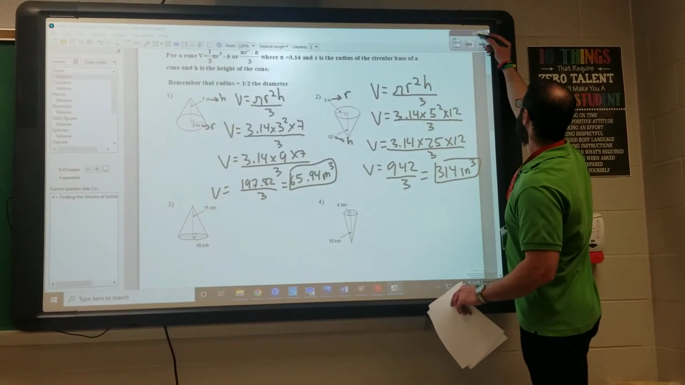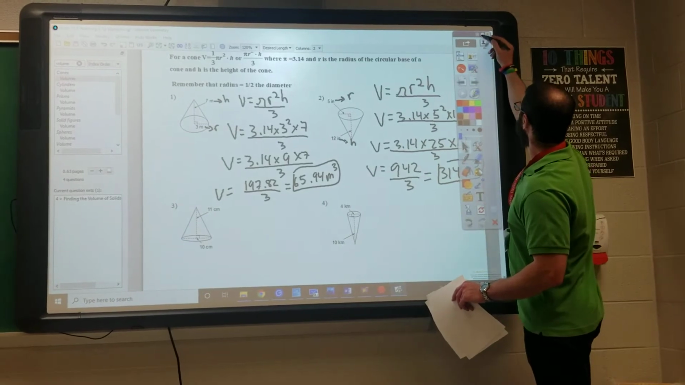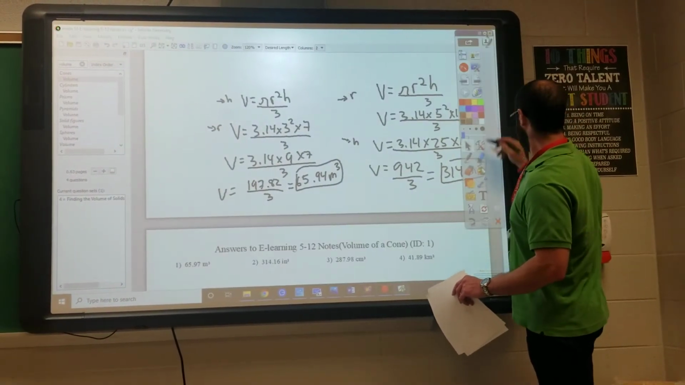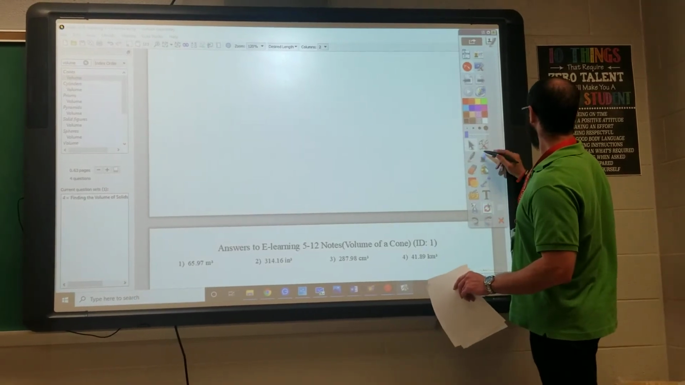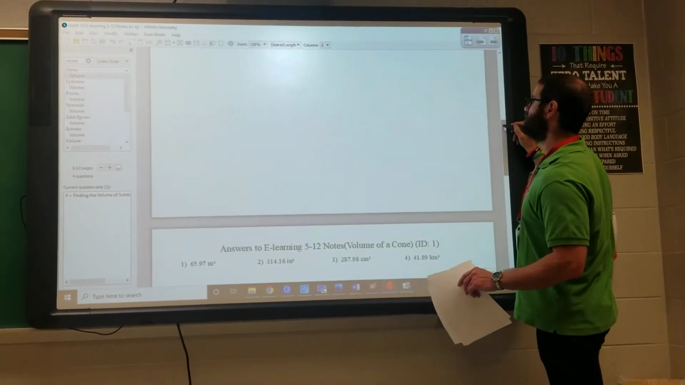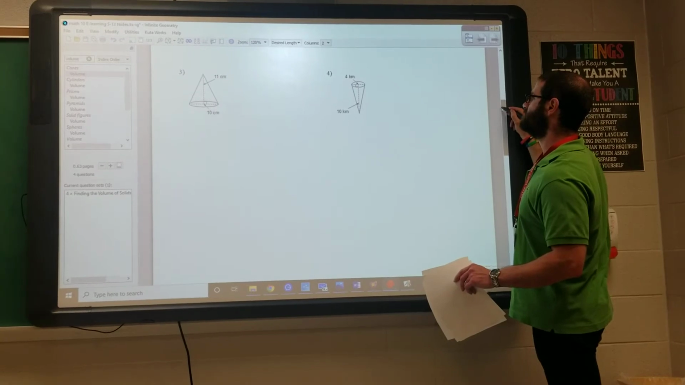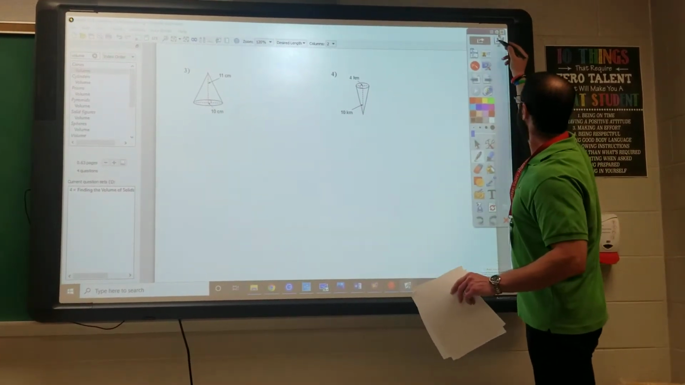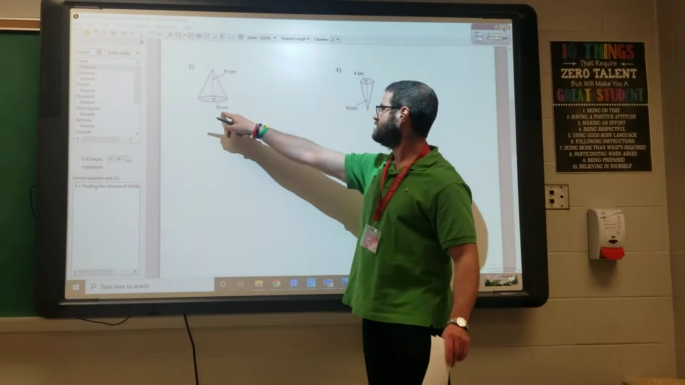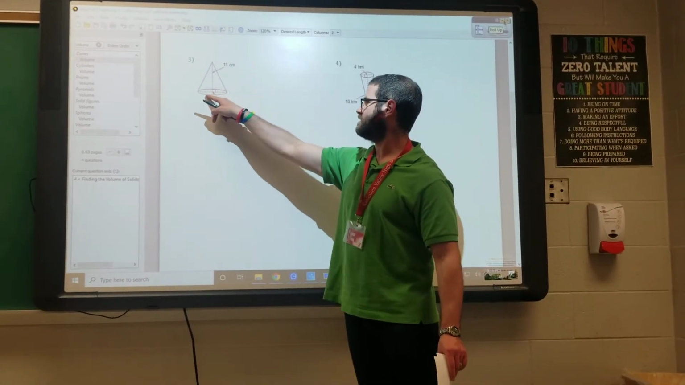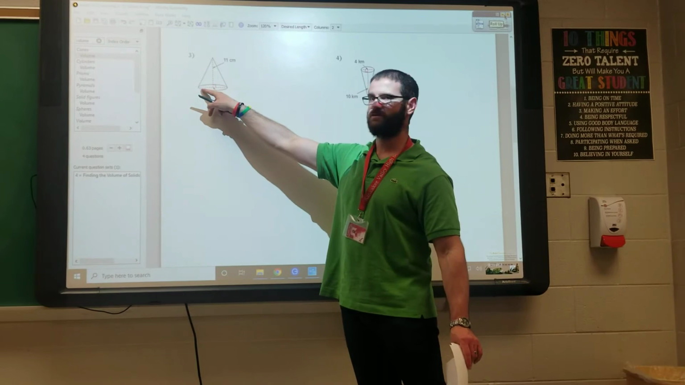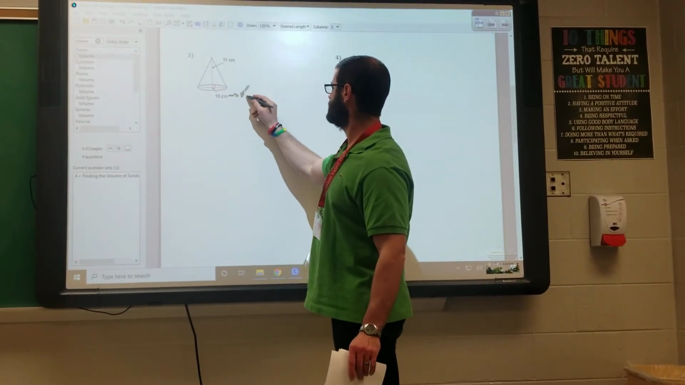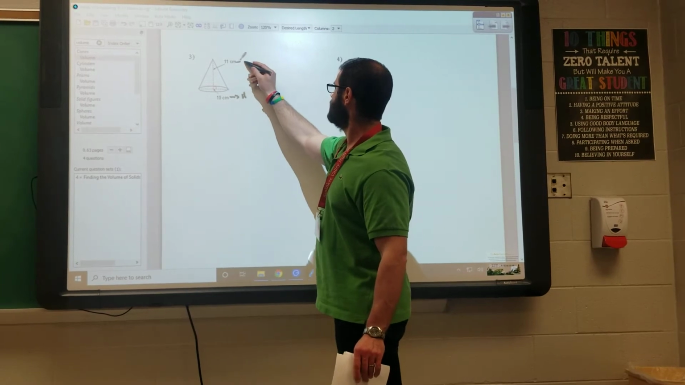So I'll move it up, and we'll do a couple more examples. For these, notice the dimension that I am given is not the radius, but the diameter, right? Because this is the entire distance across the circle through the center. So that 10 is the diameter. That's actually the diameter. 11, that's our height.